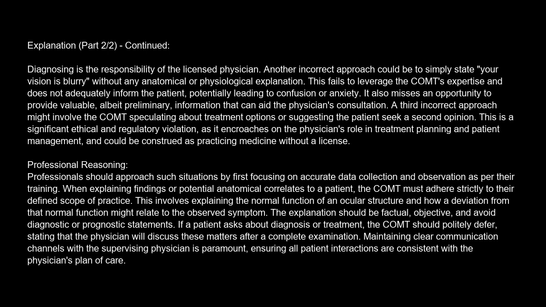When explaining findings or potential anatomical correlates to a patient, the COMT must adhere strictly to their defined scope of practice. This involves explaining the normal function of an ocular structure and how a deviation from that normal function might relate to the observed symptom. The explanation should be factual, objective, and avoid diagnostic or prognostic statements. If a patient asks about diagnosis or treatment, the COMT should politely defer, stating that the physician will discuss these matters after a complete examination.